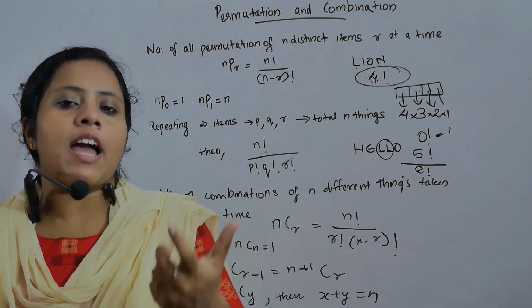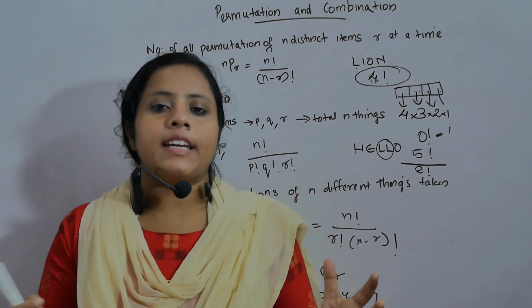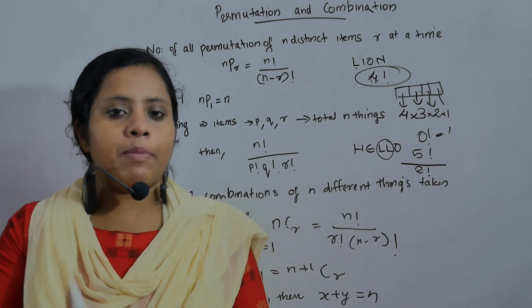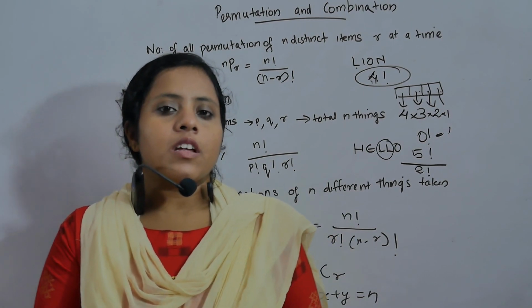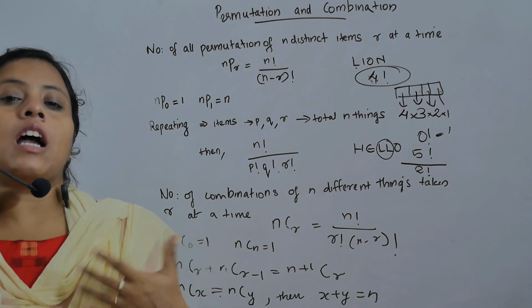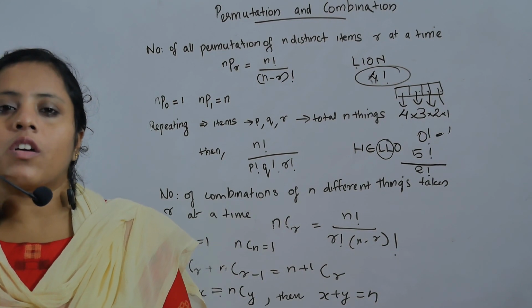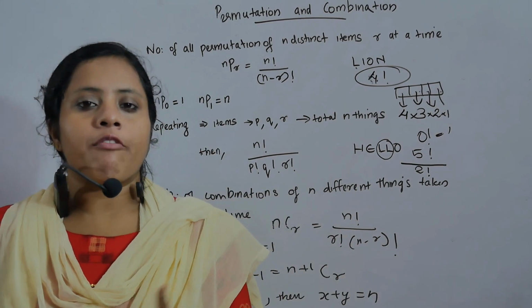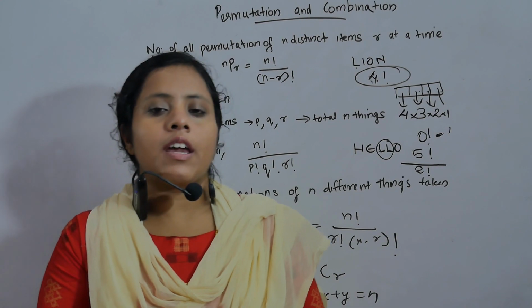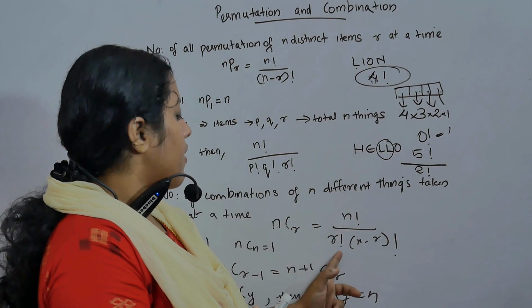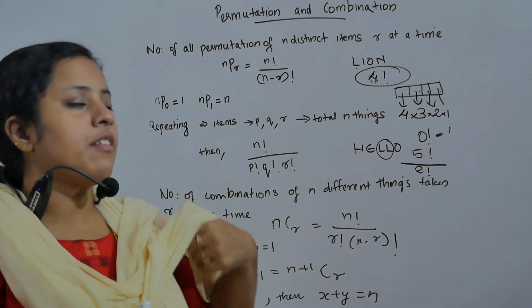Suppose we are taking 2 people for a committee from 10 people. We can do that in nCr ways. That is, combinations of r from n people. The nCr value is n factorial by r factorial into n minus r factorial.